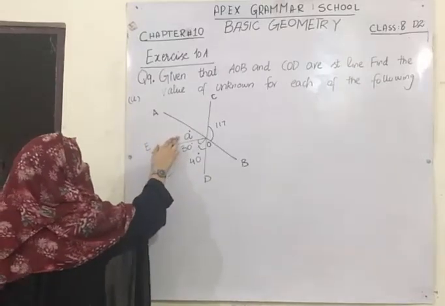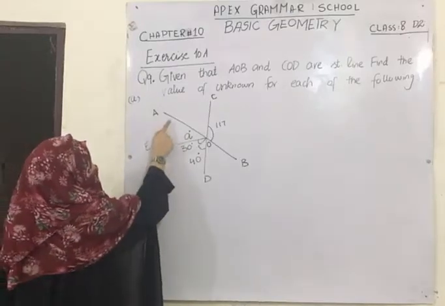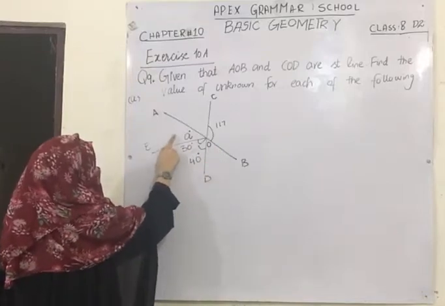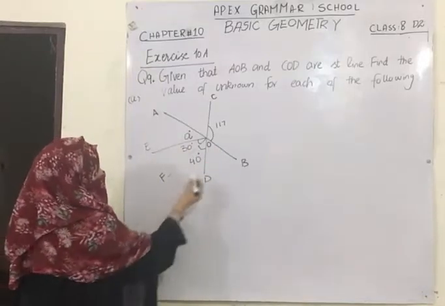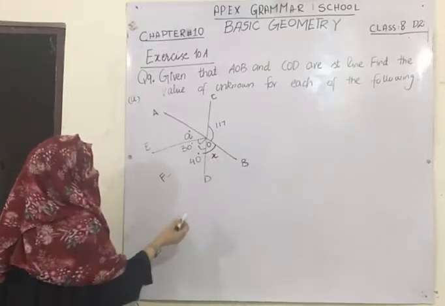The unknown over here is A. We have to find the value of A. I want to use this AOB so that I can make this complete straight line. They will add up to make 180. For this purpose, I first need to find out this angle, which I am going to name as X.